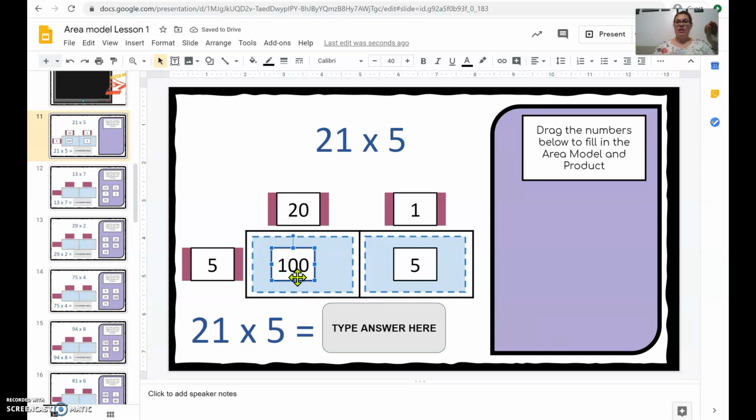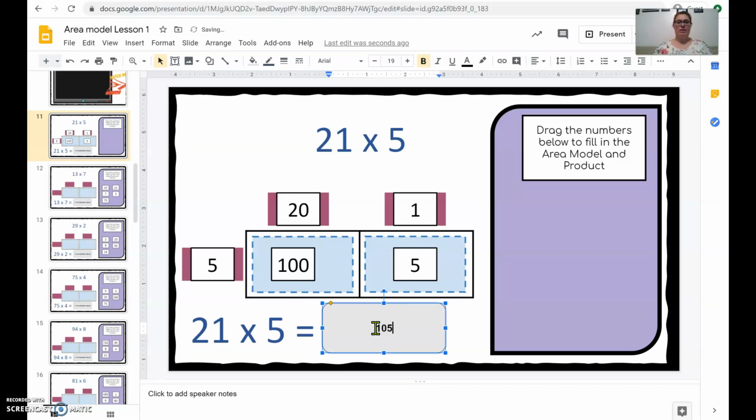Now I have 100 and 5, and I need to combine them together to find the answer of this problem. So I need to add those together. I'm going to double click here. And 100 plus 5, I write it down, it's 105. And I've got it. So let's look at the next one.